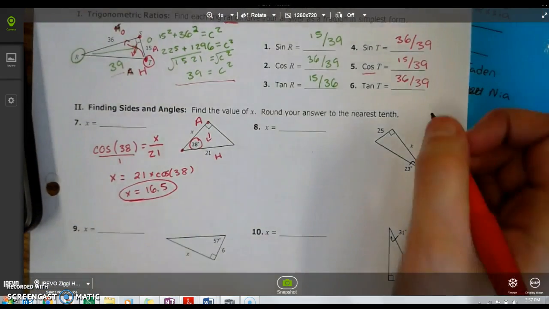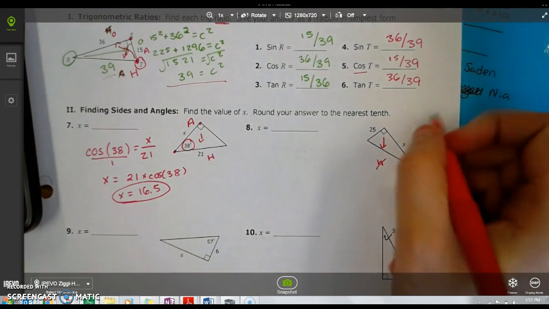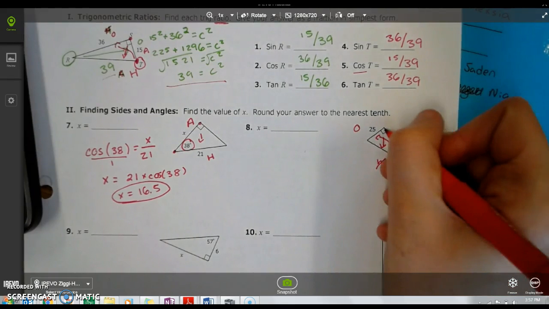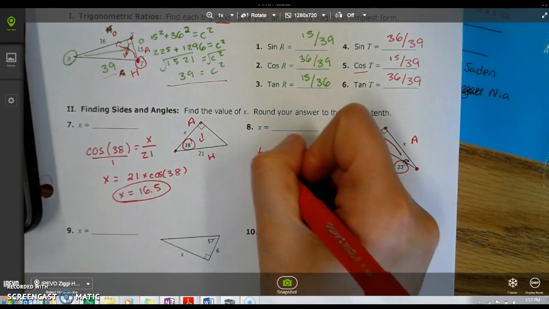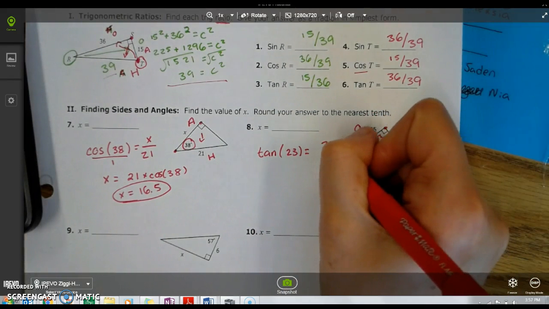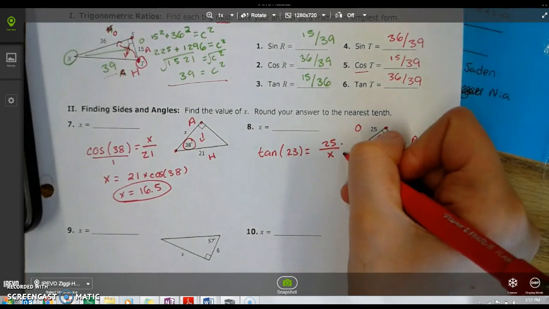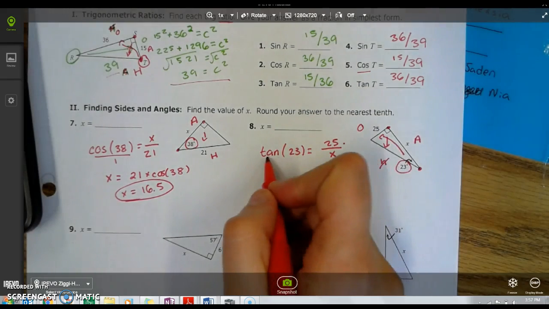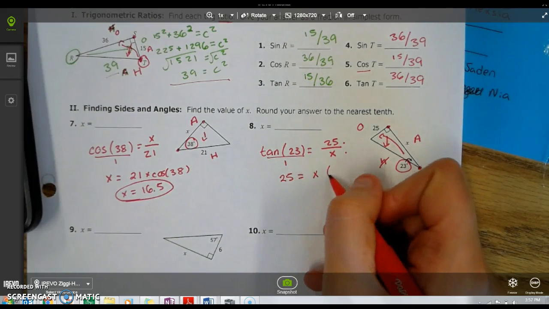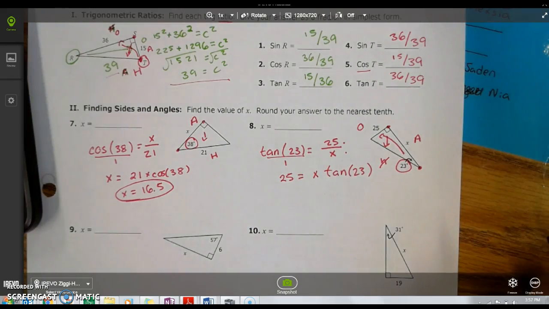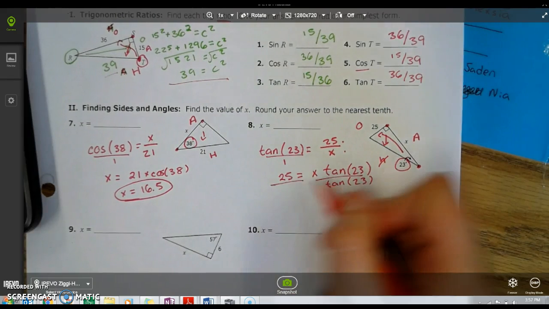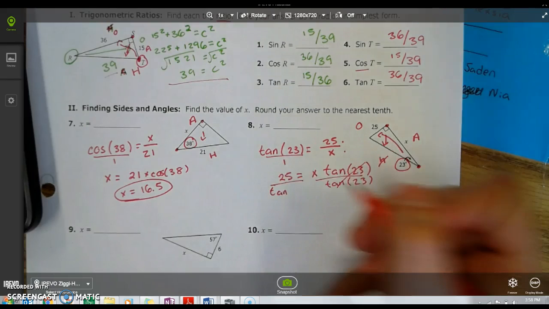Number 8. No hypotenuse that time, so it has to be tangent. The opposite is across from here. The adjacent is in between it and the right angle. My angle is 23. Opposite over adjacent. You can cross multiply every single time. 1 times 25, x times tangent. I want to get rid of that, and it works just like any other number. Because remember, if I put that in the calculator, I get some really unending decimal probably.